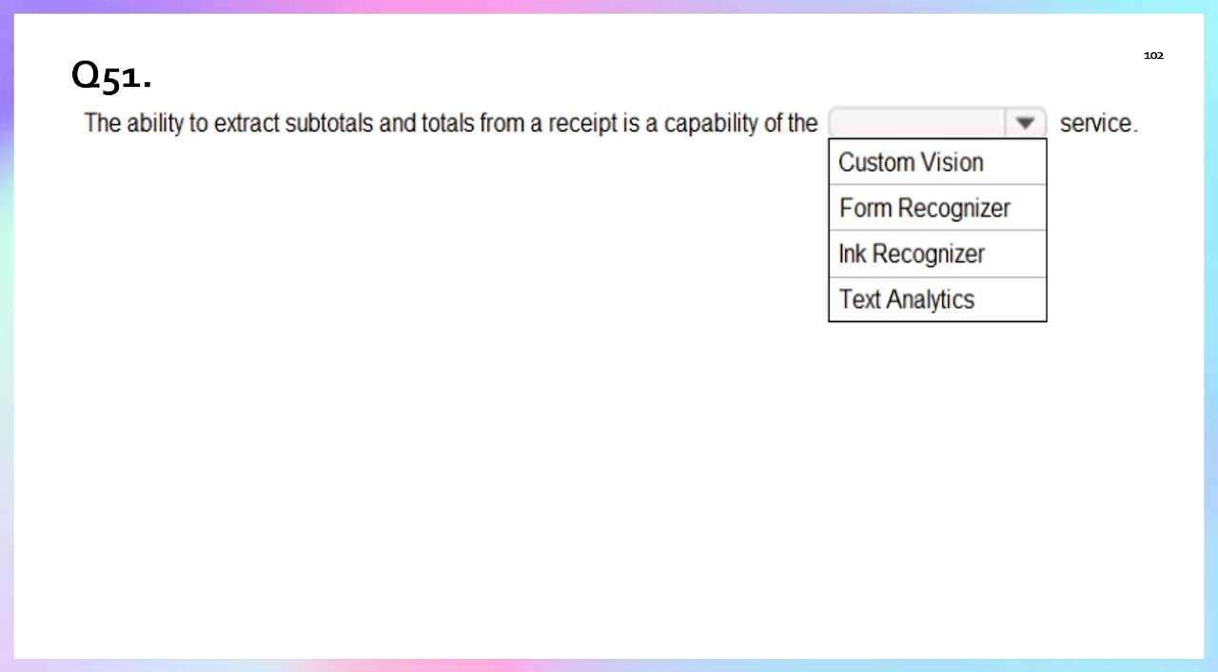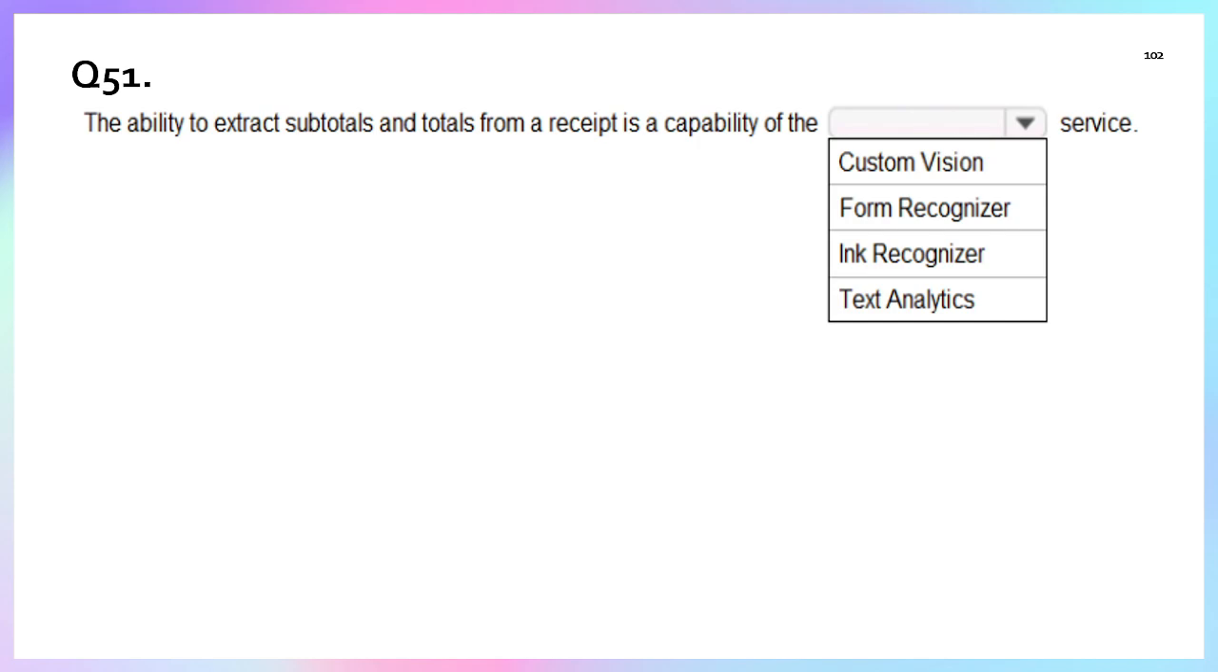Question number 51. The ability to extract subtotal and total from the receipt is the capability of which service? Custom vision is something by which we can do this. We can extract, but it means we have to train the model and all. So custom vision is not exactly made for this one, right? Form recognizer, yes. With the form recognizer, we can extract total and subtotal.